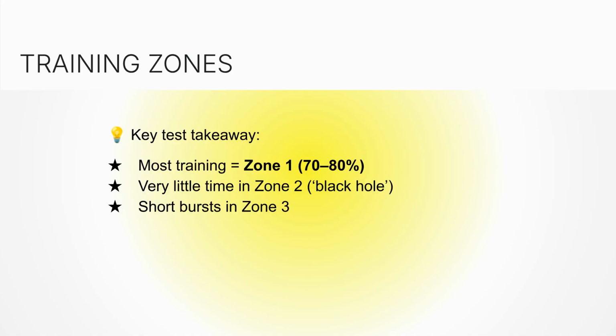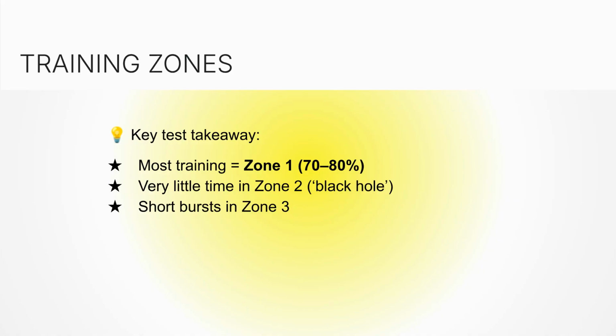Putting this into practice, when you're building your client's training plan, you should think about them spending most of their time in zone 1. This could be up to 70 to 80% of their training plan. This is because zone 1 allows them to continue to build their aerobic fitness, really helping them improve their body's ability to deliver oxygen to working muscles.